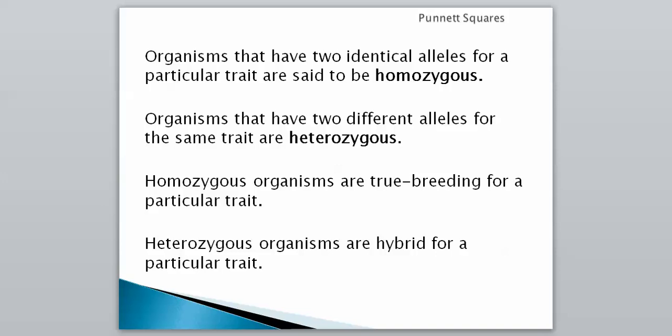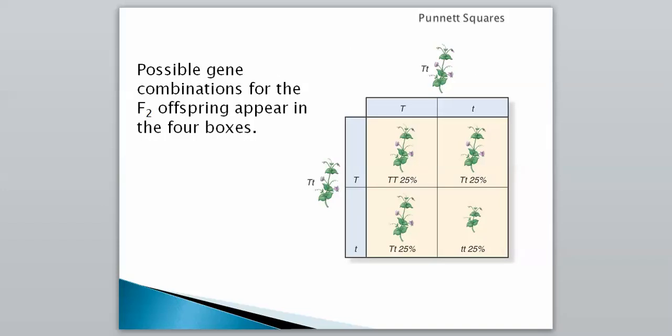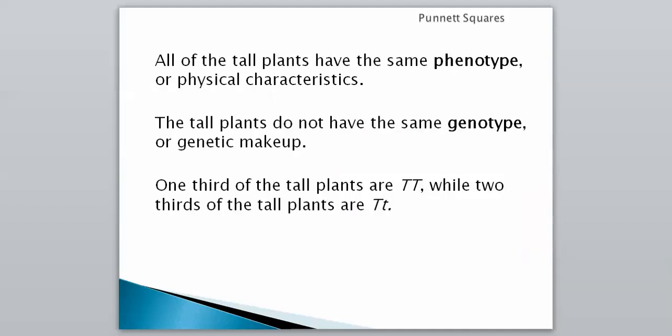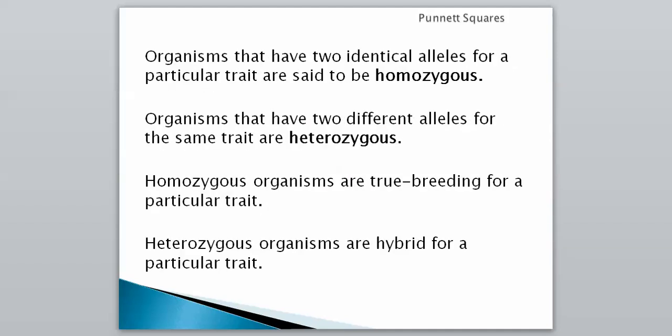And then our next definition is organisms that have 2 different alleles for the same trait are heterozygous. So if we go back to our other 2, we can see you have big T, little t, big T, little t. Those are heterozygous because they have 1 of each. And then some just kind of things about the homozygous versus heterozygous. Homozygous organisms are true breeding for a particular trait, and heterozygous organisms are hybrid for a particular trait. So that's just kind of the same way of saying that they have 2 identical alleles, so they're true breeding, and heterozygous, they're hybrid, meaning they can pass on either trait.